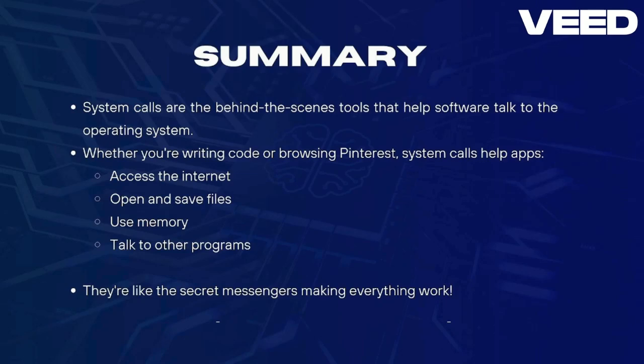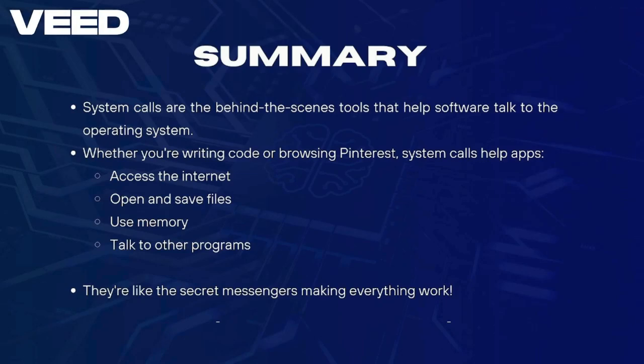System calls are the behind-the-scenes tools that help software talk to the operating system, whether you are writing code or browsing Pinterest. System calls are essential for apps to access the internet, open and save files, use memory, and communicate with other programs. In short, they act as the secret messengers that make everything run smoothly behind the scenes.